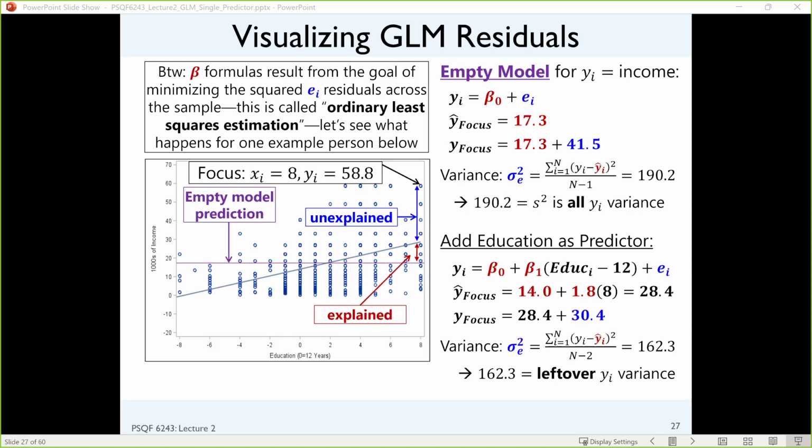Okay. Questions. Is unexplained part counted as E? Yes. So between these two models, the definition of what E is has changed. In the purple, empty model, E is all the distance from the purple line to each of these points. After we add a predictor, then we switch to the blue line that's not flat, that's driven by education, and now E is just the distance between the point and where the line says they should be. So part of the distance is explained by adding that line, and the other part is still out there.